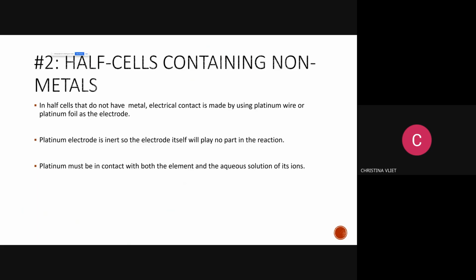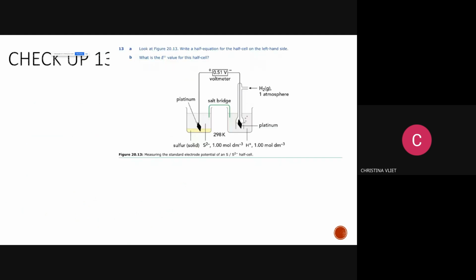All right, half cells containing non-metals. Here we go. Remember what I said: you're going to use a platinum electrode, and it's going to look like this. It's not bubbling out, so you don't need the little collection bell. This is sulfur, S2-. Sulfur solid at the bottom, that's what sulfur looks like as a solid, and then sulfur 2- in the solution. Notice the platinum goes all the way into the solid, so it's touching both the solid and the aqueous solution.